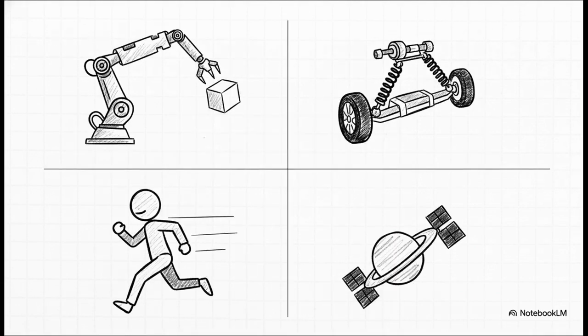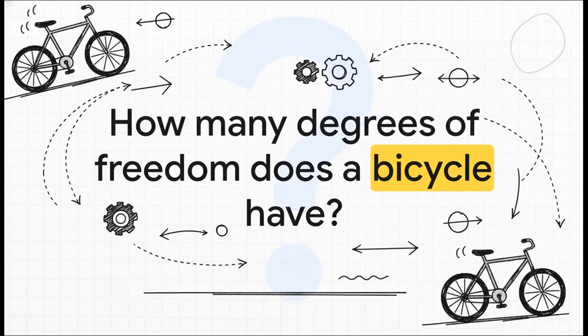And this right here is why this whole concept is so important. Figuring out the degrees of freedom isn't just some boring homework problem. It is the absolute first step for almost any dynamics analysis. If you're an engineer designing a robot, it tells you how many motors you need. If you're a game developer, it defines how your characters can move. Heck, it's even used to predict the orbits of satellites and spacecraft. It's everywhere.